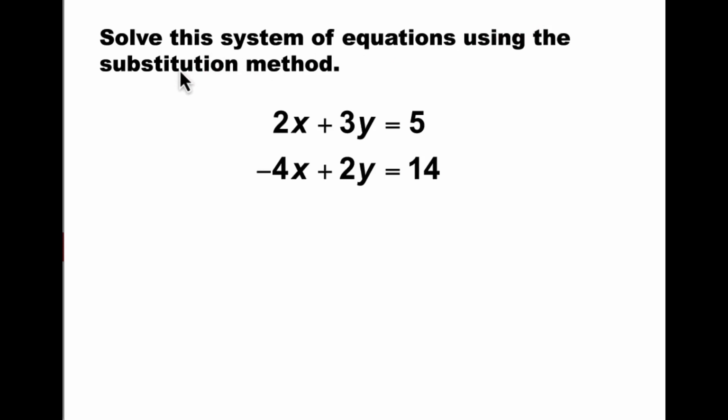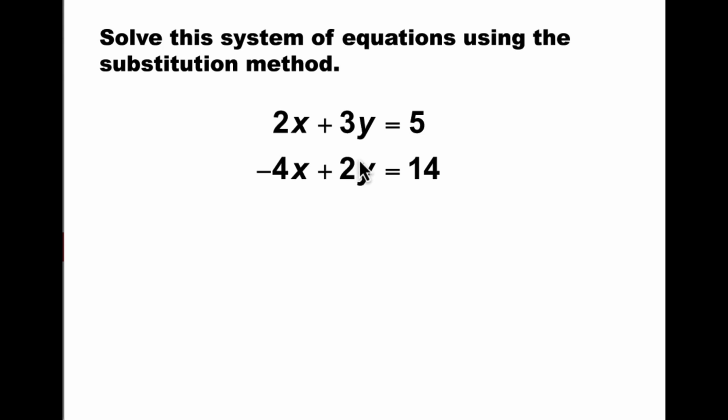Solve this system of equations using the substitution method. With the substitution method of solving a system of equations, you solve for one of the variables in one of the equations and substitute that variable into the second equation. When using this method, start by identifying the expressions with a coefficient of 1. In this case, there aren't any coefficients of 1.